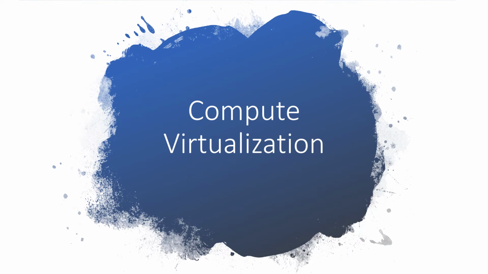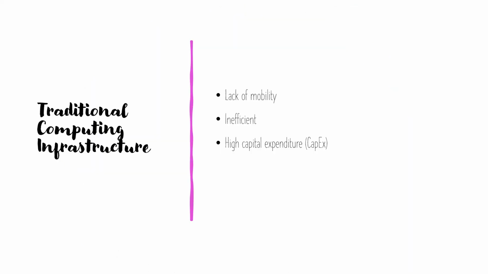Let us speak about compute virtualization. First, we'll look into traditional computing infrastructure, and with the traditional computing infrastructure, there are certain drawbacks. That is the reason we have to move to virtualized infrastructure, and that is the reason why virtualized infrastructure is better than traditional computing infrastructure.